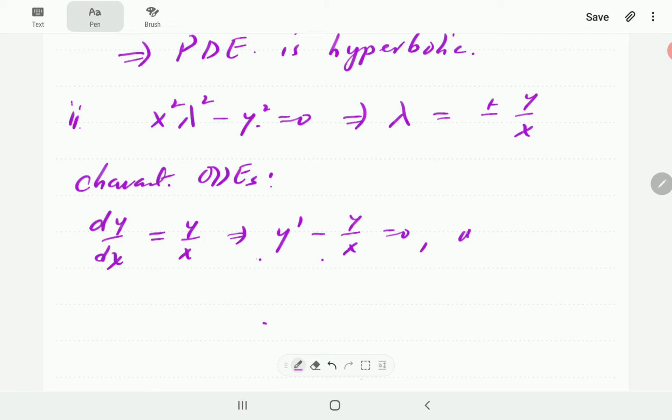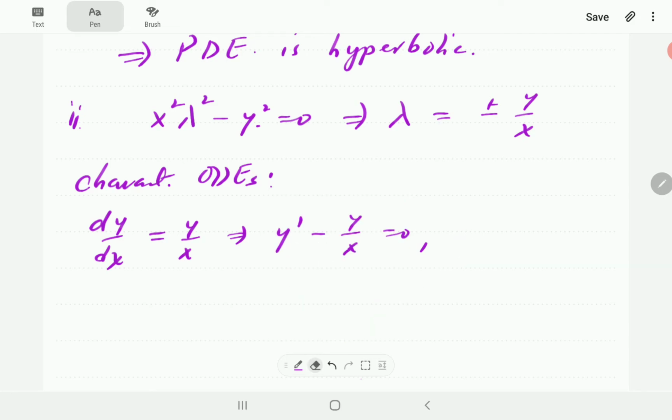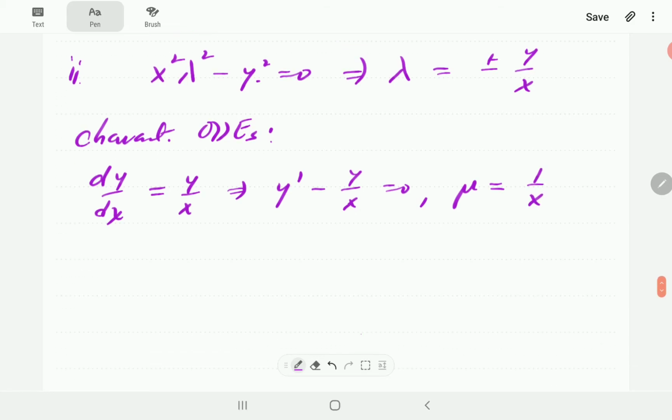This is linear. The integrating factor mu is going to be the exponential of the integral of minus 1 over x, which is just going to give us 1 over x. So that means this thing, we can write it as y over x prime equal to 0. So y over x is equal to c1 when we integrate, which is going to be our xi.